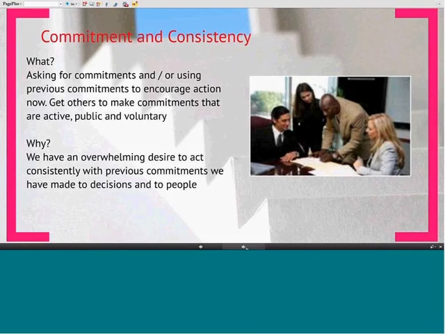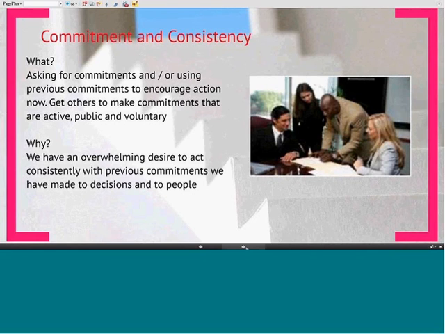The fourth technique is now commitment and consistency. It's one step further than reciprocation. As human beings, we've got an overwhelming desire to act consistently with previous commitments that we've made, both to people or to decisions. We like to act in ways that show that, yes, we are being consistent to those things. So what you want to do is find a way of getting people to make a commitment.